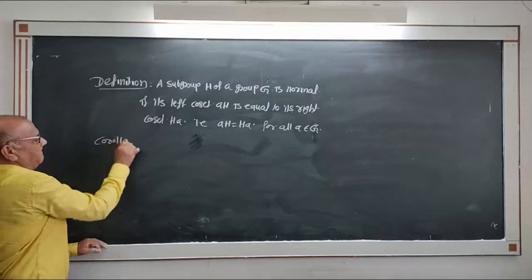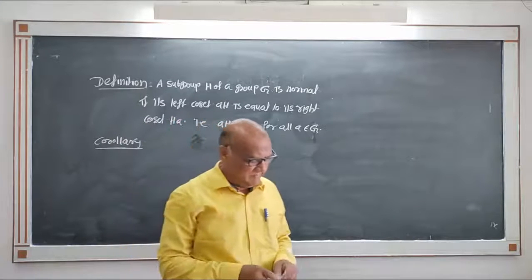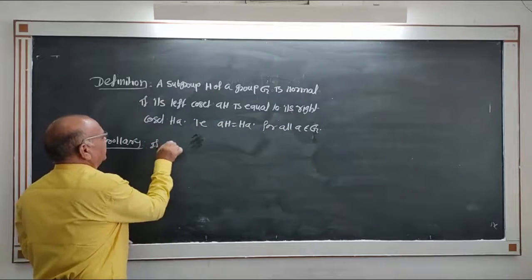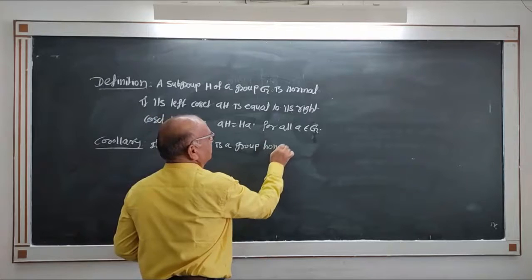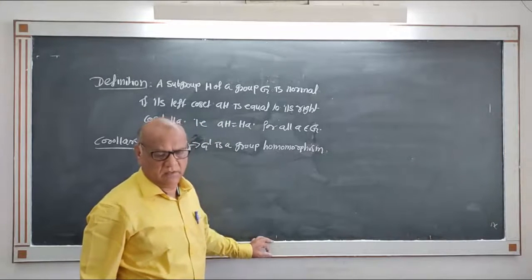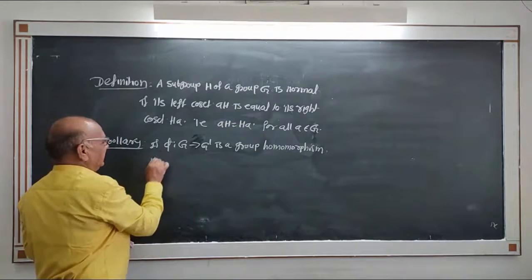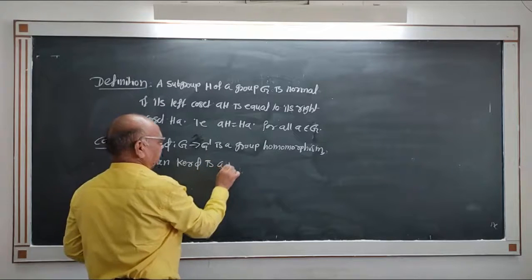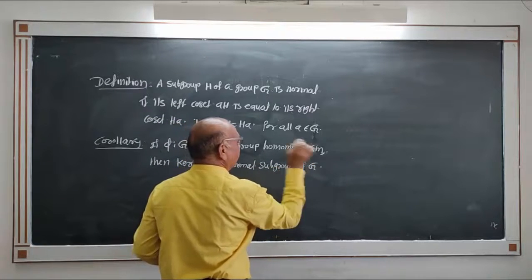Corollary. If phi is a mapping from G to G dash, a group homomorphism, then kernel phi is a normal subgroup of G.